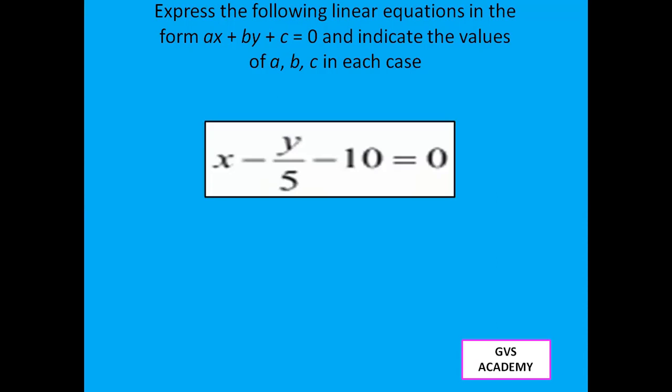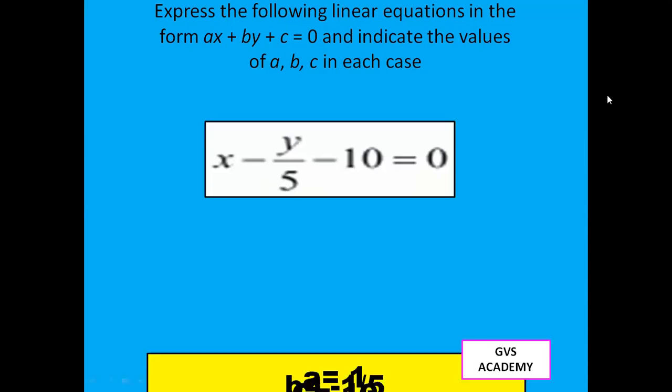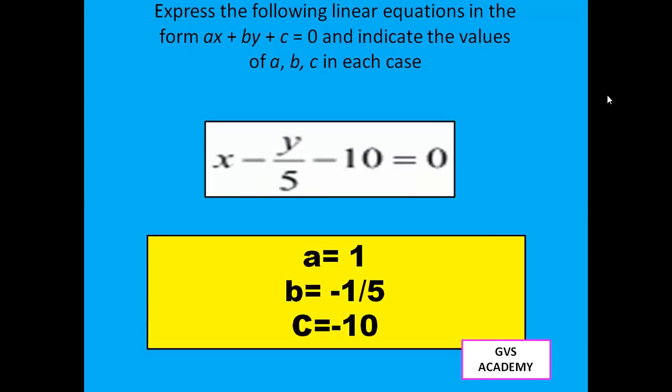From this, it is in the form of ax plus by plus c. So a is equal to 1, b is equal to minus 1 by 5 and c is equal to minus 10, which means that a is the coefficient of the x value, b is the coefficient of the y value, and c is the constant. Next one.